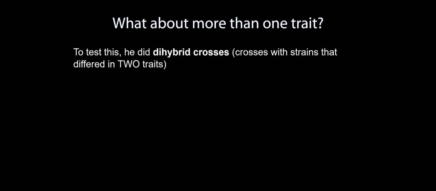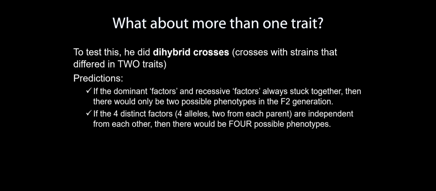So to test this, he did what we call a dihybrid cross, which is a cross with strains that differ in two traits. Here is how you would write that: capital Y, lowercase y, capital T, lowercase t. This would be the genotype of the parent. If the dominant factors and the recessive factors always stuck together, then there would be only two possible phenotypes in the F2 generation. And if the factors were distinct, if they were independent from each other, then there would be four possible phenotypes.